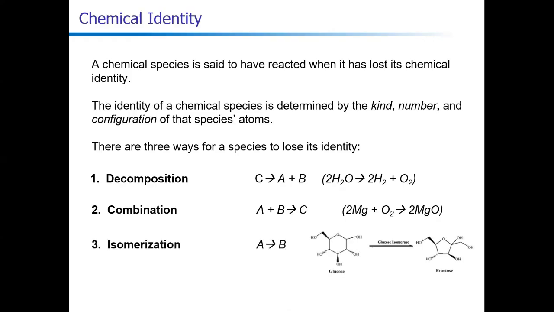Finally, we have isomerization. This one is a little different. Here the molecular formula stays the same, but the rearrangement of atoms changes. A good example is glucose converting to fructose. They have the same atoms, but different structure and properties. So even without adding or removing atoms, reconfiguring the positions can also count as a chemical reaction, because the species has lost its original identity.